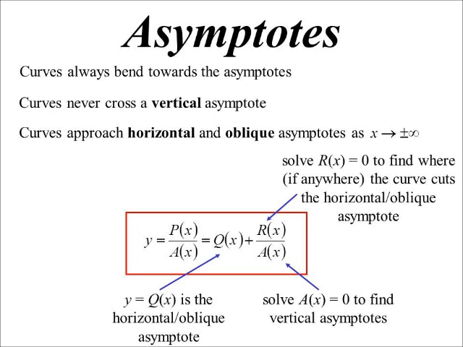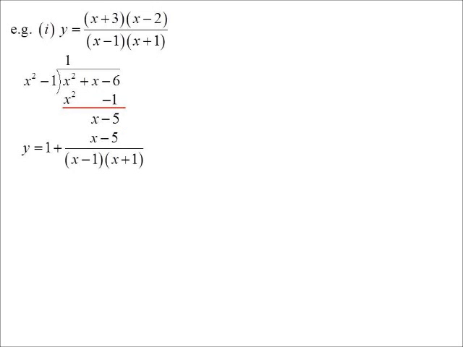So let's look at some functions here. x plus 3 times x minus 2 over x minus 1 times x plus 1. So I've done the hard work there. I've factorised it already. If I do my polynomial division, the bottom of the fraction is x squared minus 1. The top of the fraction is x squared plus x minus 6. Remember, when you do polynomial divisions, you're really just looking at the leading term. So x squared into x squared goes once, leaves me with a remainder of x minus 5. And that's where I stop with this one, because I can't divide x by x squared. So I can rewrite this as 1 plus the remainder over the divisor.